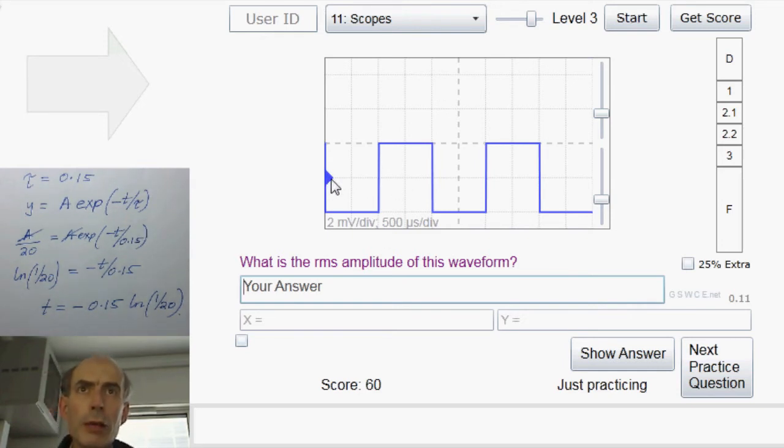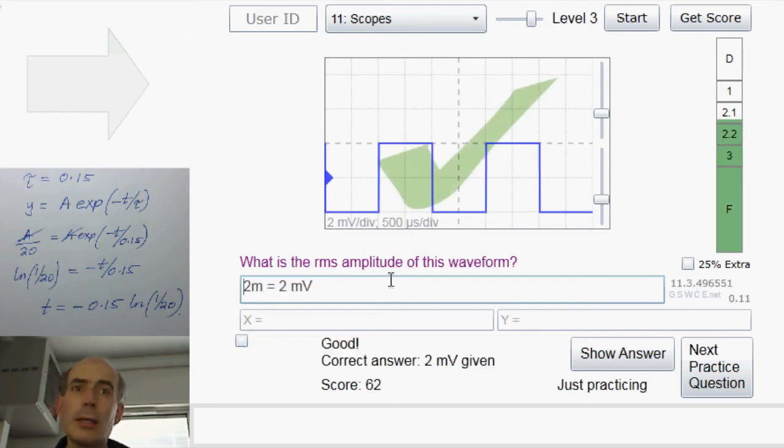The zero voltage level is here, which is halfway up. So this is a square wave, which is either plus 2 millivolts, that's one division, or minus 2 millivolts. Well, plus 2 millivolts squared would be 4 millivolts all squared. Minus 2 millivolts squared would be, again, 4 millivolts all squared. So if I square this waveform, I would just end up with something which was 4 millivolts squared all the time. And the average value of that is clearly 4 millivolts squared. And the square root of 4 millivolts squared is 2 millivolts. It's just 2 millivolts. Moving on.